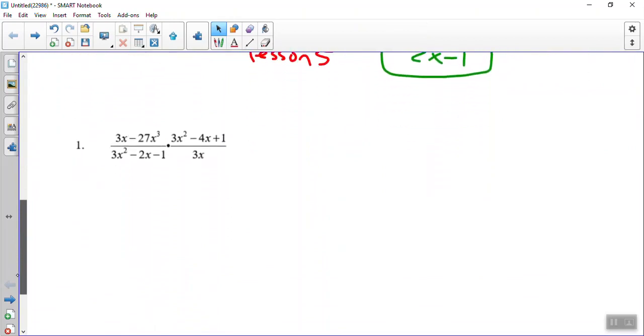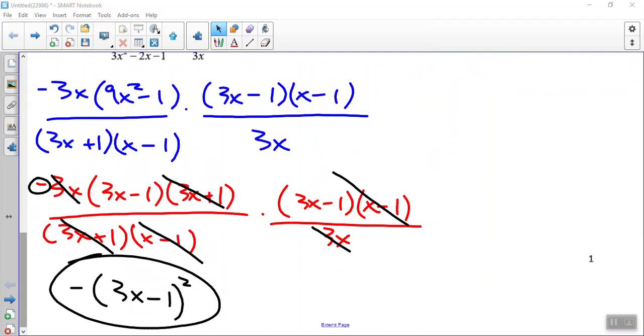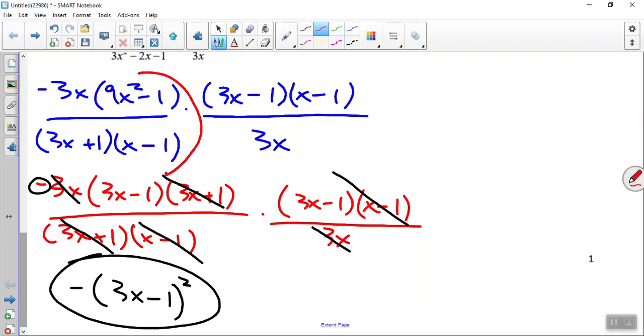All right. So try number 1. Pause the video, and we'll have the answer when you come back. All right. So you look at the work here. In the blue is the first step. We did our primary factoring there, took out that negative 3x. In the red, I'm factoring this 9x squared minus 1. That's a difference of perfect squares. You've got to reduce that. So you should get negative times, or you could say negative 1 if you want, quantity 3x minus 1 squared.